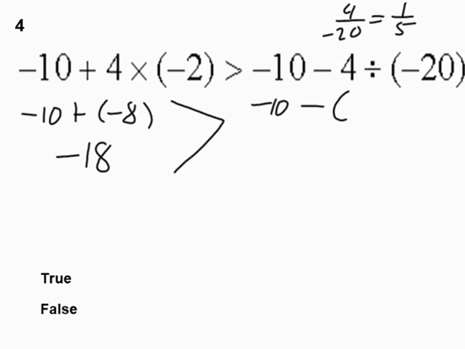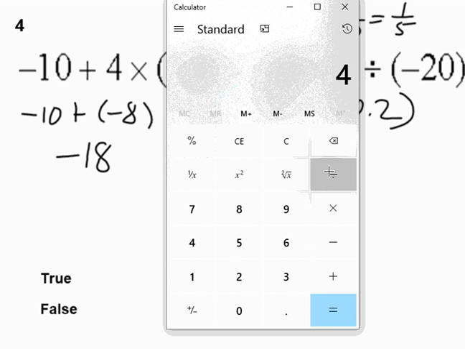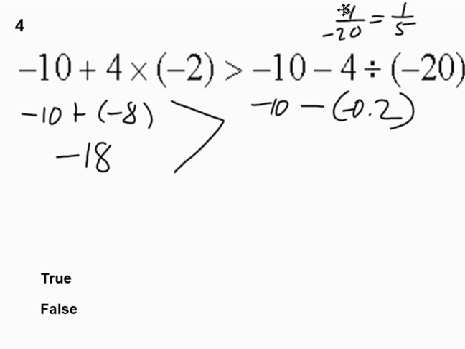If we think of it as a fraction and not as a division, 4 divided by 20 is going to be 1/5, and as a decimal, that's going to be -0.2. I grab the calculator just to double check. 4 divided by 20 is 0.2. And if we keep, flip, change, we're going to have -9.8 as our difference there. And therefore, is -18 greater than -9.8? No, it's not. So your answer is false.